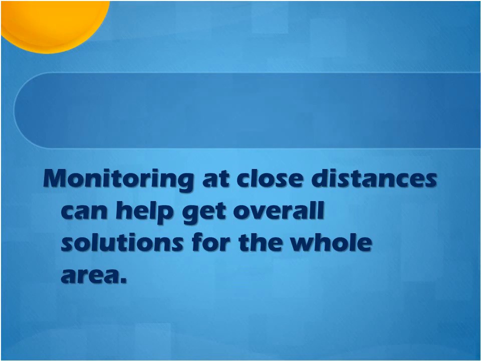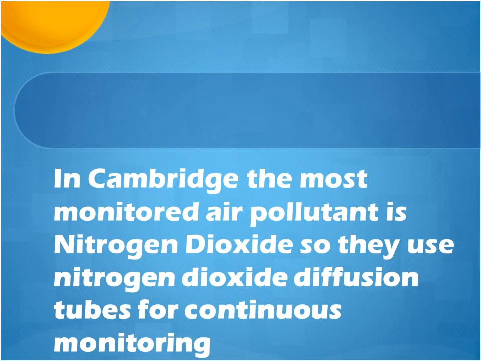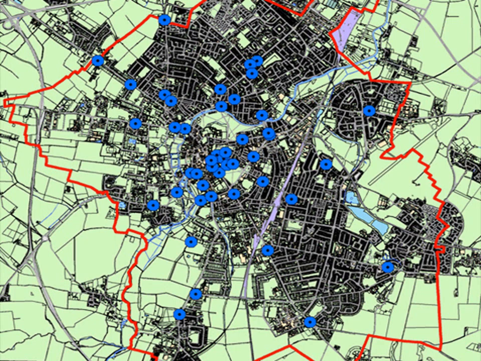Monitoring at close distances can help get overall solutions for the whole area. In Cambridge, the most monitored air pollutant is nitrogen dioxide, so they use nitrogen dioxide diffusion tubes for continuous monitoring. The blue dots on the map show the placements of each diffusion tube.